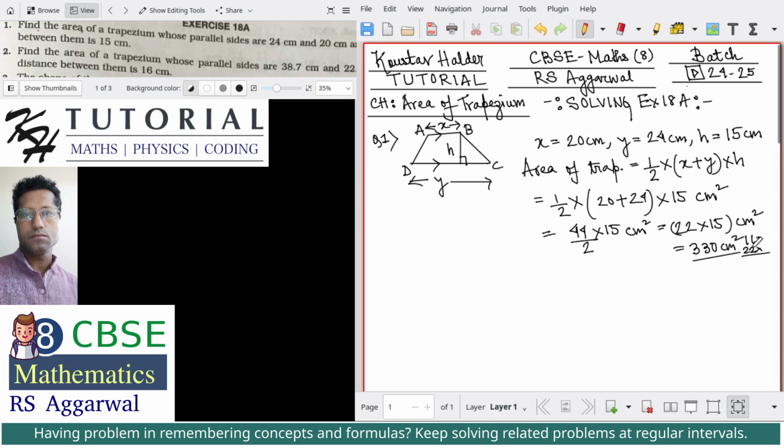Let me quickly check if my answer is correct or not. Exercise 18a, 330 centimeter square is the correct answer. Okay, let's do the next problem.